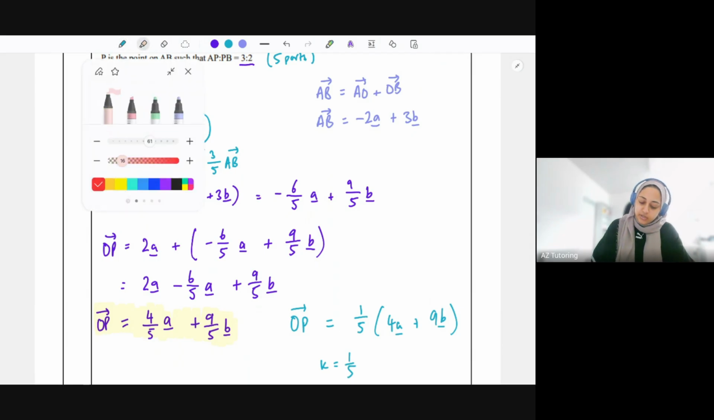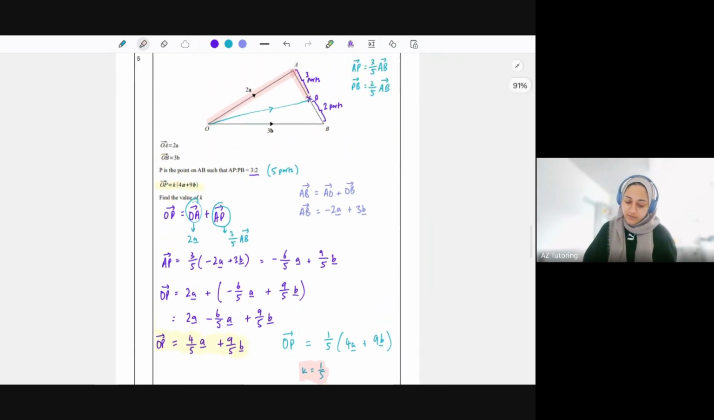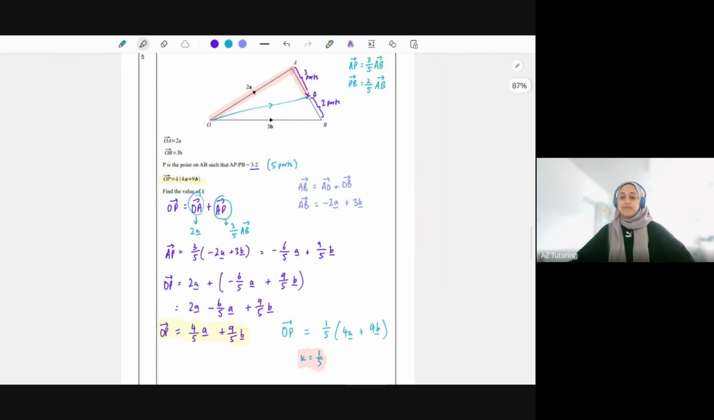This question is worded a bit differently. Rather than just saying find a vector, it's told you the answer to the vector in the question, in a factorized version, and they just wanted you to pull that number out, I guess. So that's the answer for question 5.